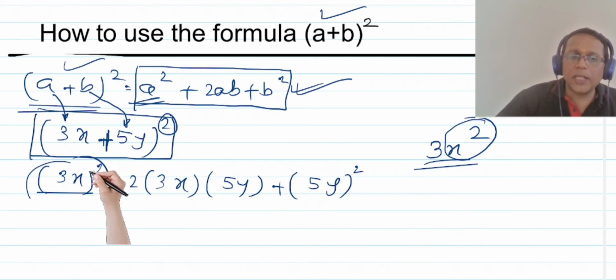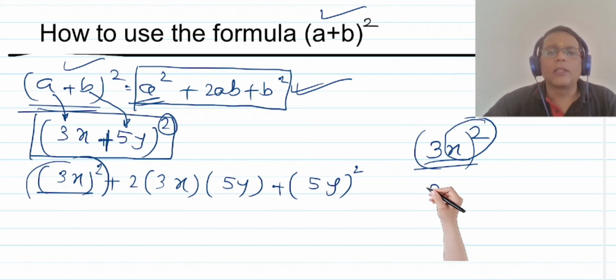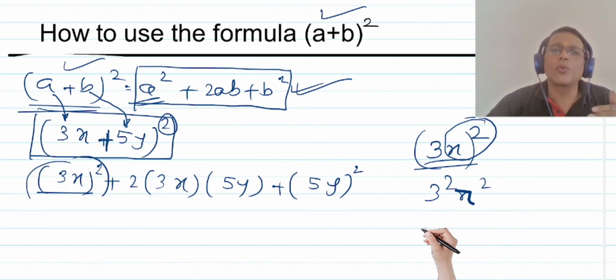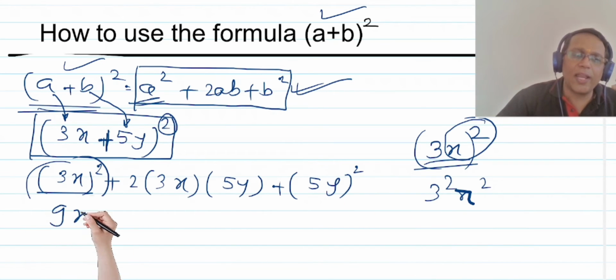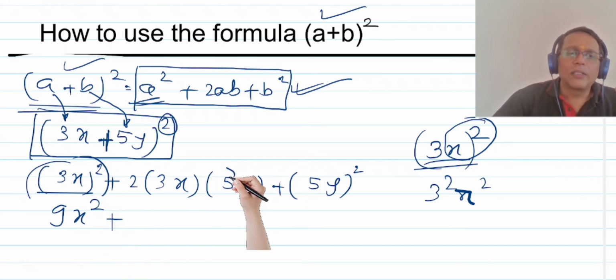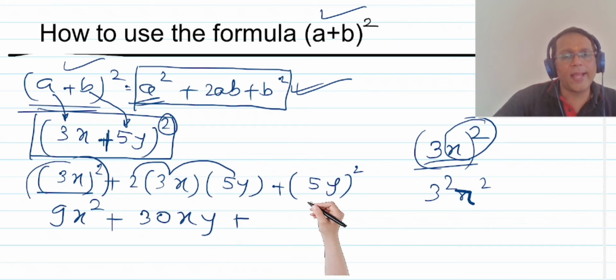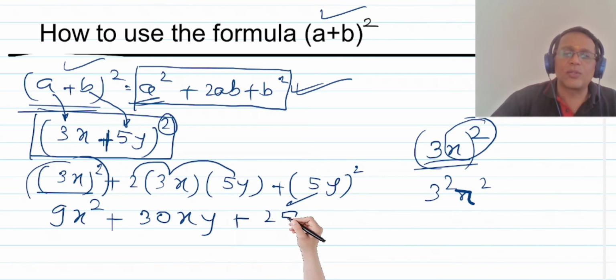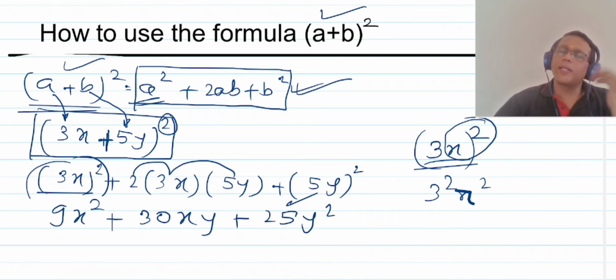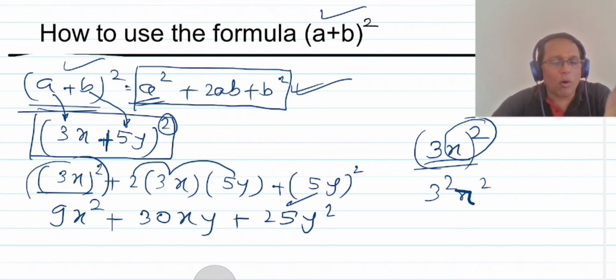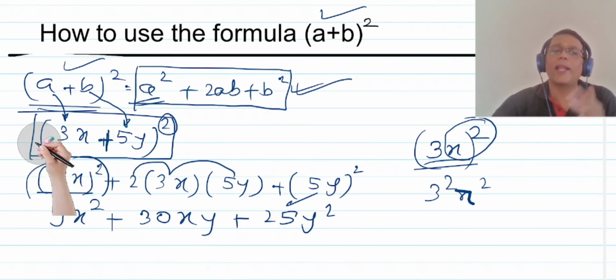Now the next step is give the square of both the terms, 3 square and x square also. So 3 square is 9, x square will be x square. 3 fives are 15, 15 twos are 30, xy as it is. 5 square is 25, y square is y square. See, that's it. Final answer. We cannot solve this further, they are all 3 unlike terms.